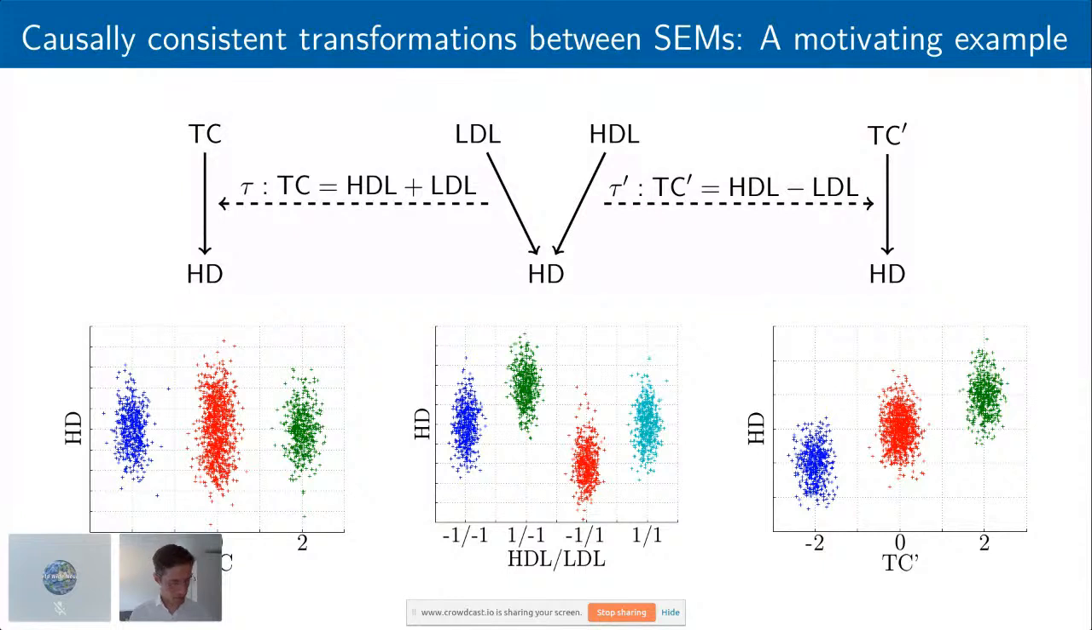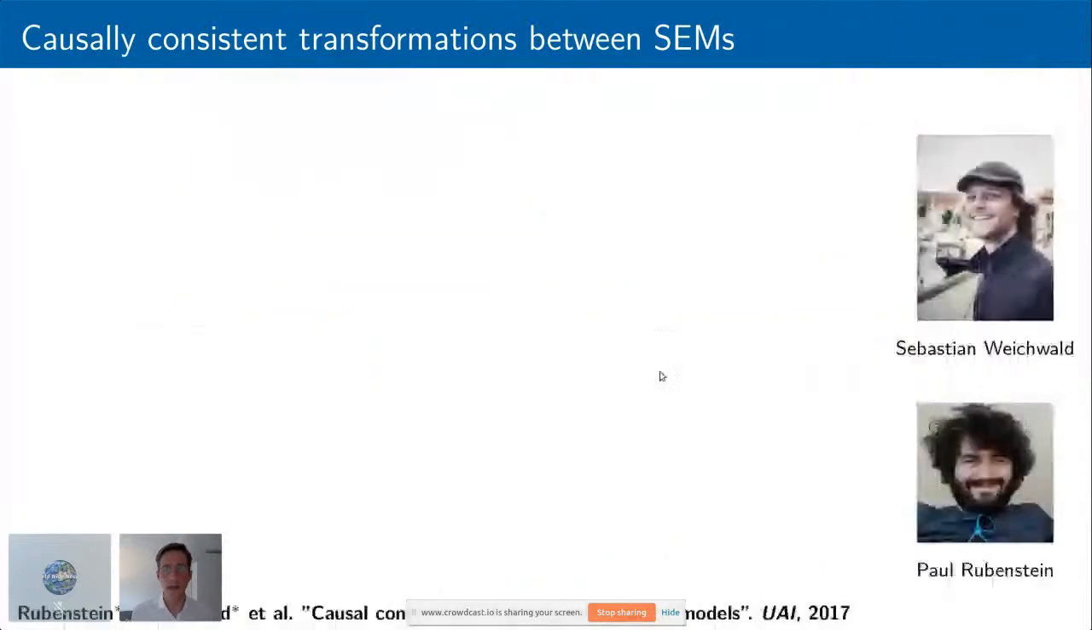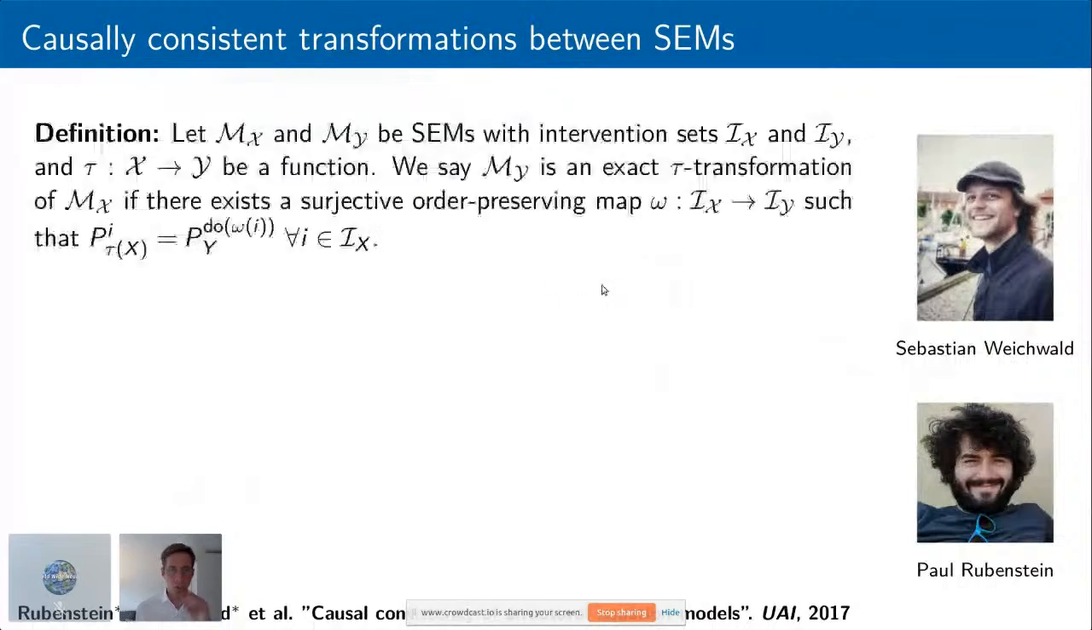So to make this a little bit more rigorous. This is work that we published at UAI in 2017, and the work has been mostly done by these two guys here, Sebastian Weichwald and Paul Rubenstein at the Max Planck Institute for Intelligent Systems. So here's the crucial definition that is at the heart of this paper.